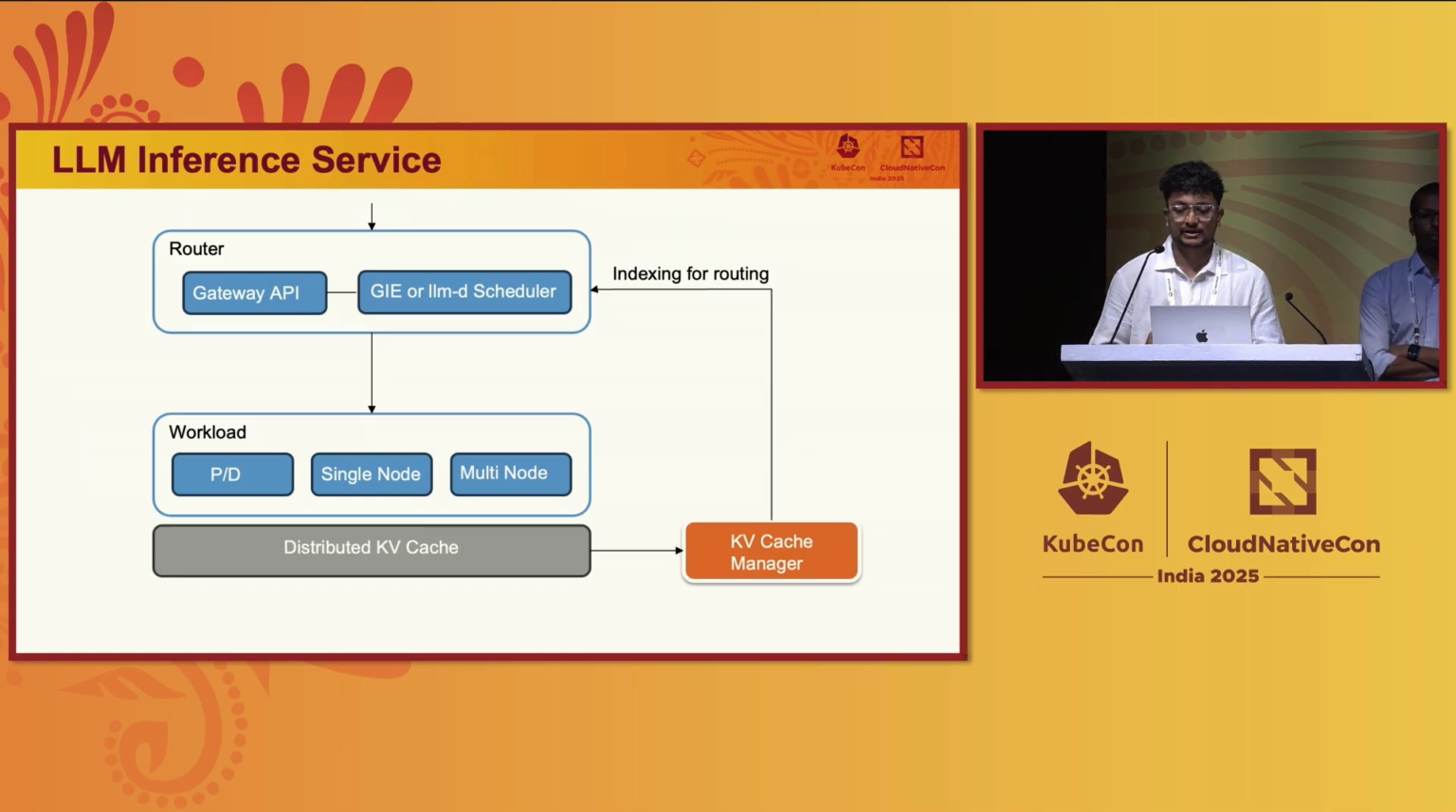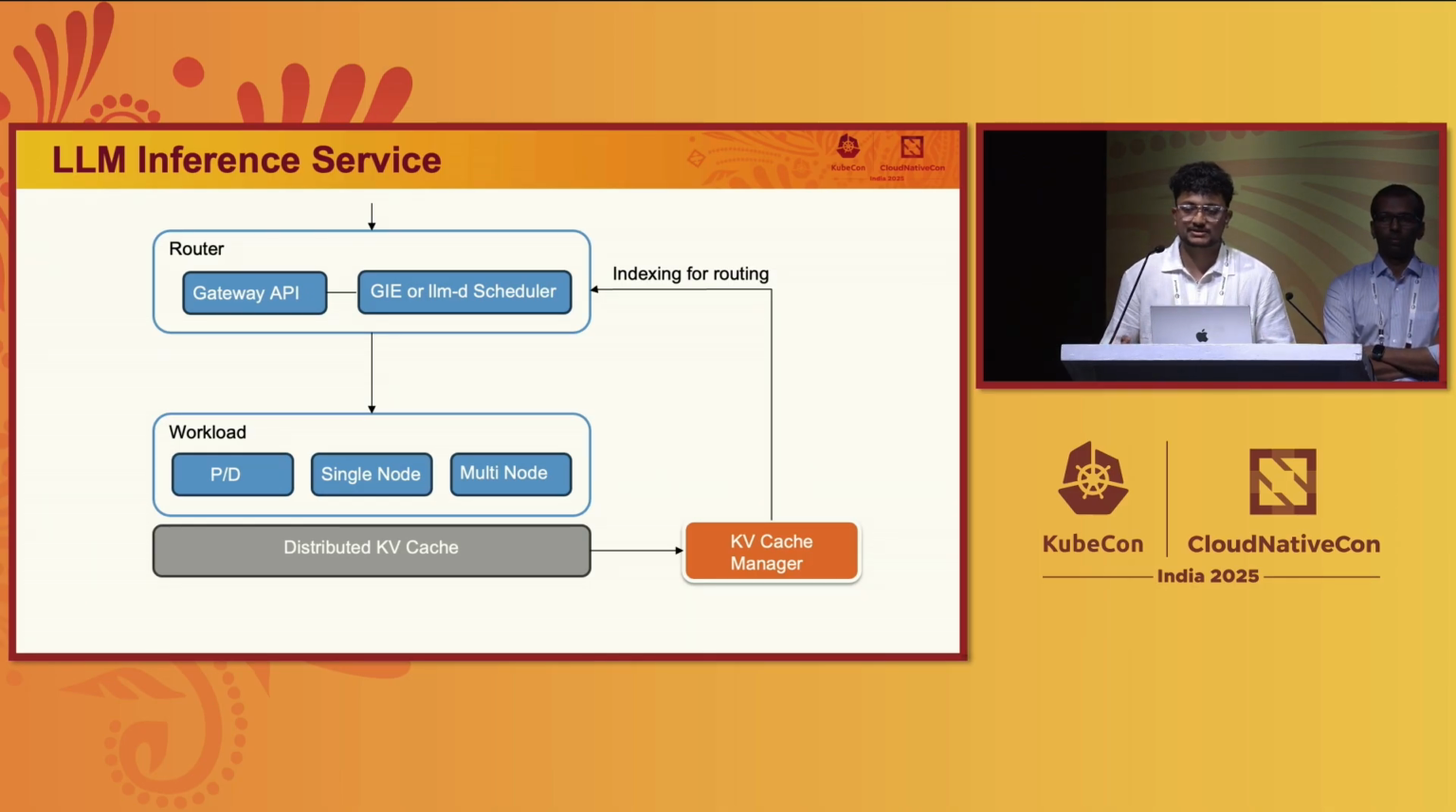Next is the workload layer. So the workload layer can be PD, as I told you. You can split the vLLM nodes for one specific task, or you can have it as a single node or as a multi-node setup. So it can be based on your workload, but each of these configurations helps in different use cases. And the KV cache offloading.